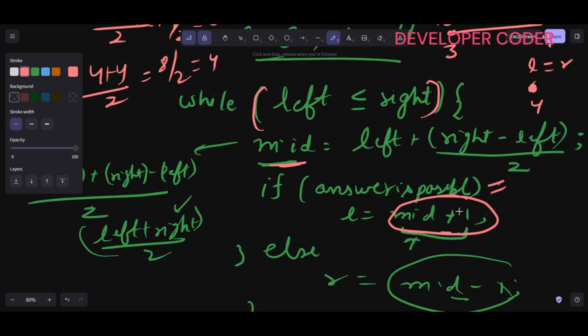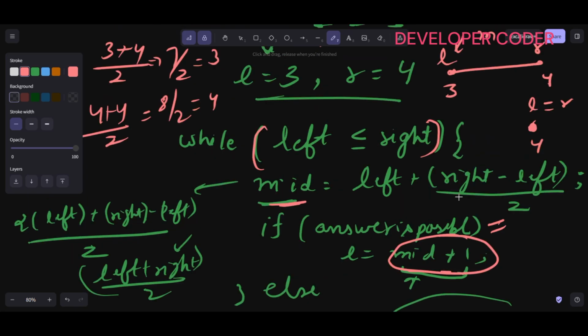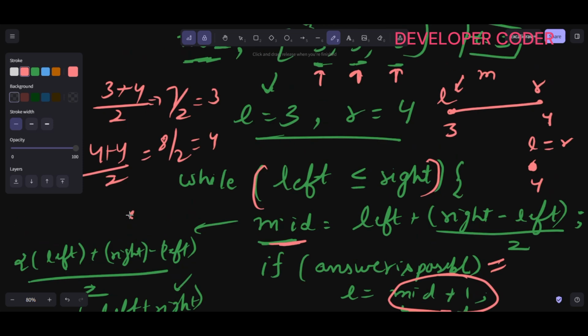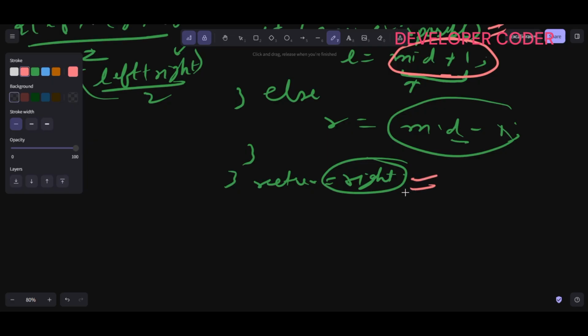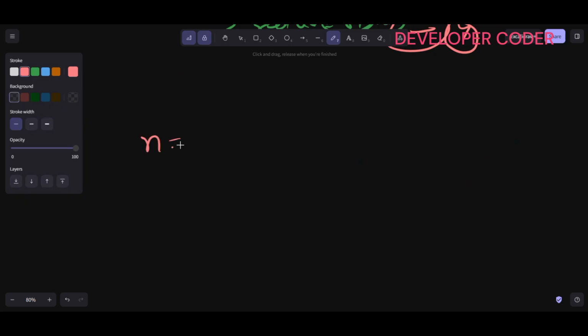Now next time L is equal to mid plus 1, so your L is going to be at 5. But now 5 is not less than or equal to right, so we have to stop. In the end, my right is 4 only, so that's why I'm returning right, 4. Okay, clear. Let's take a few more examples. Let's say n is equal to 2 and we have 9 comma 1.